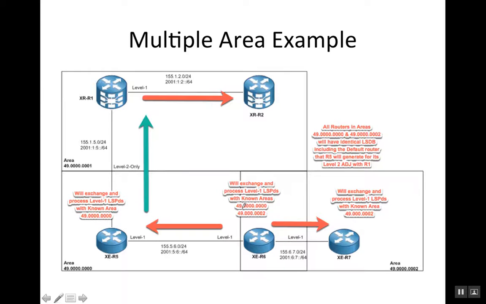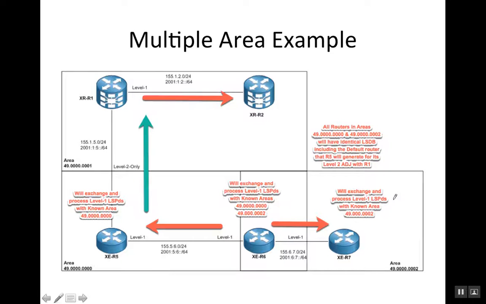Another thing that's pretty cool is because it shares the same link state database. With router 5's level 2 adjacency to XR1, router 5 is actually going to generate a default route that's going to get propagated through the level 1 database. So router 7 is actually able to get over to router 2 using the default route that router 5 supplies, and vice versa. Router 2 would be able to communicate with router 7 due to the fact that router 1 is going to create that default route that router 2 is going to use to traverse it.